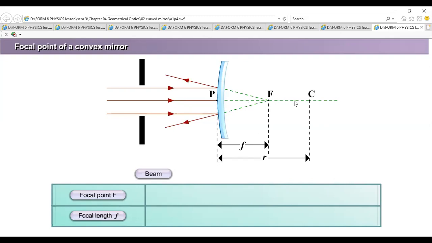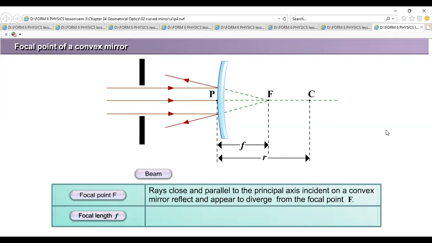Meanwhile, this will be the C, and this will be the distance of C, and this will be the distance of F. F will be the focal length, and R will be the center of curvature, or radius of the curved mirror, the radius of the convex mirror.